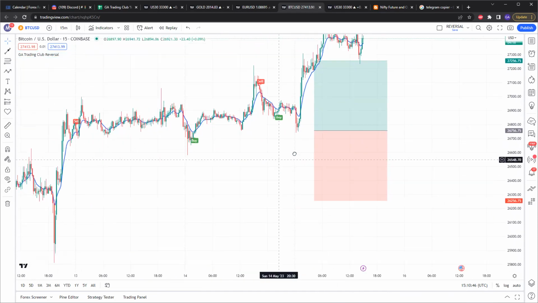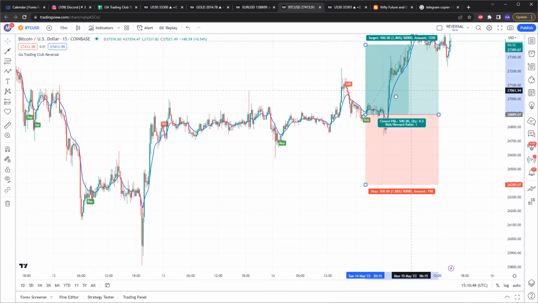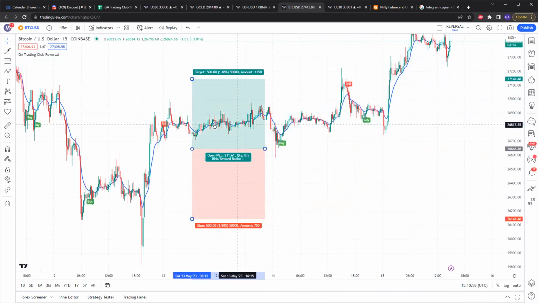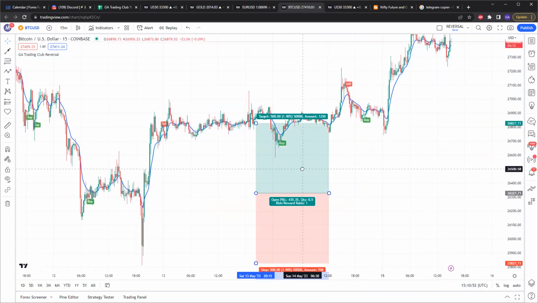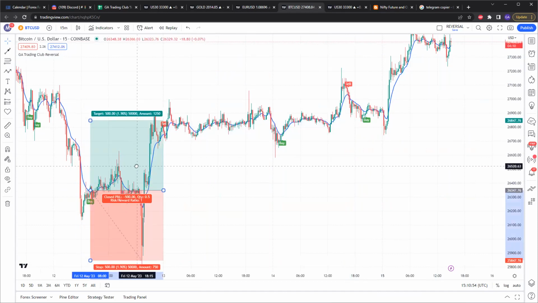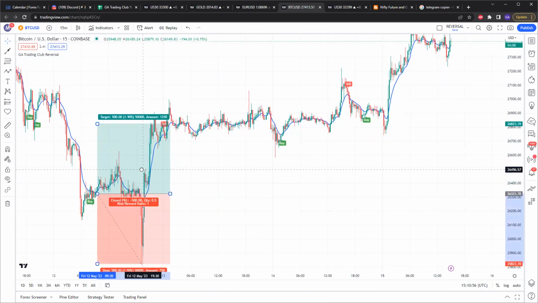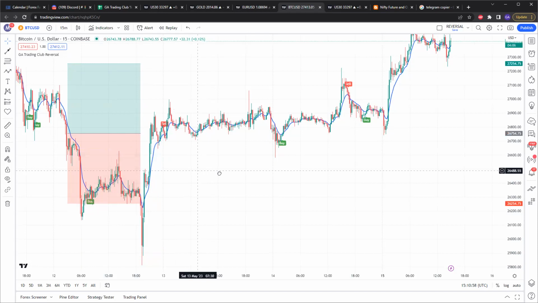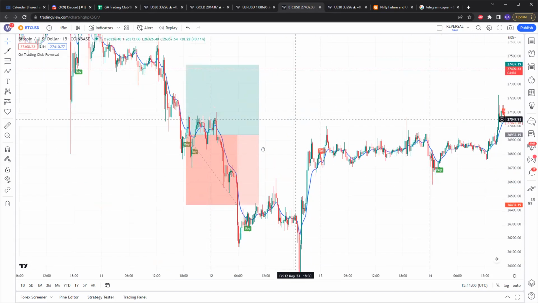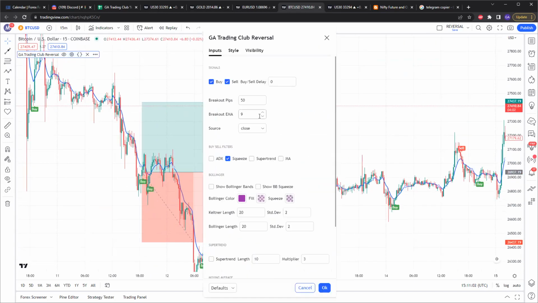Perfect. So if I come in here, this buy would have hit take profit. This buy would have hit take profit. This sell would have hit stop loss, I believe. This buy would have hit stop loss. Yeah, this is the problem with Bitcoin. Let me see if I can further refine that. Let's do fast moving average here. Okay.